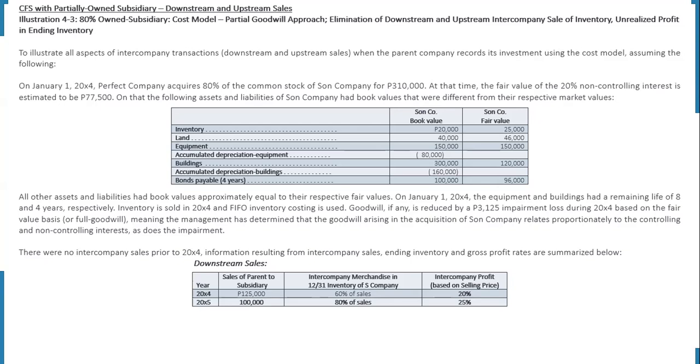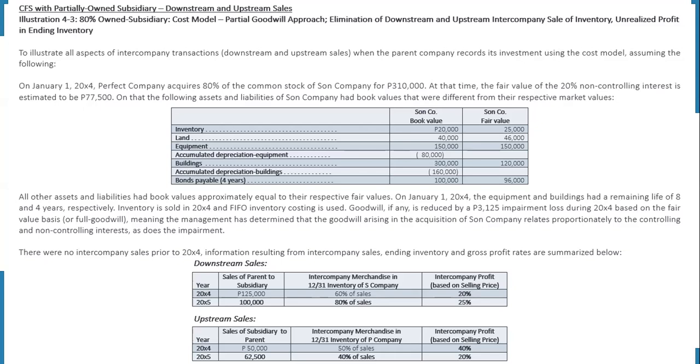We have the years X4 and X5 and the intercompany merchandise as of December 31, the intercompany inventory of S company, and the intercompany profit. So we have 20% intercompany profit based on selling price. So we have X5 and other computations.